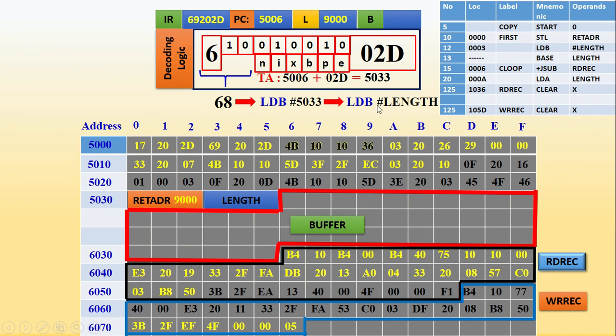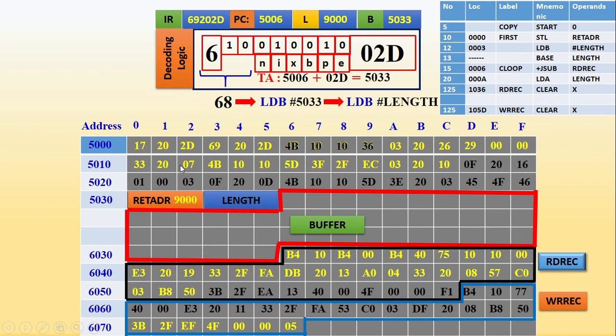Okay, now if you observe, what is the meaning of this? Load into register B. From where? Length. So what is the value of length we have calculated? 5033. That 5033, which is the value of length, will be copied into which register? Register B. So this 5033 is copied into register B. So the second instruction LDB #LENGTH is also executed successfully.